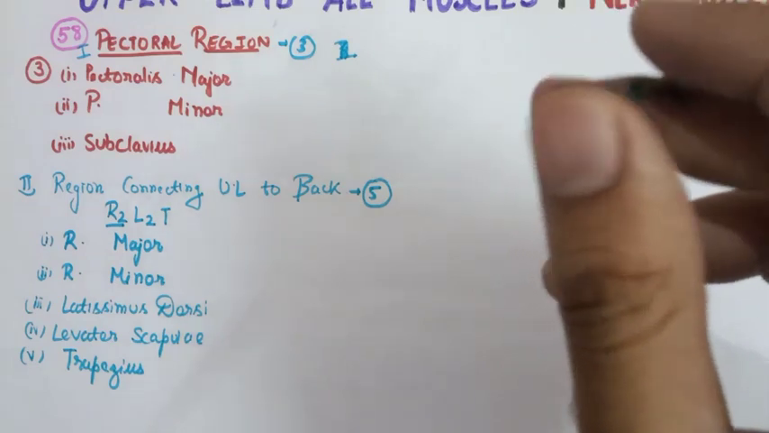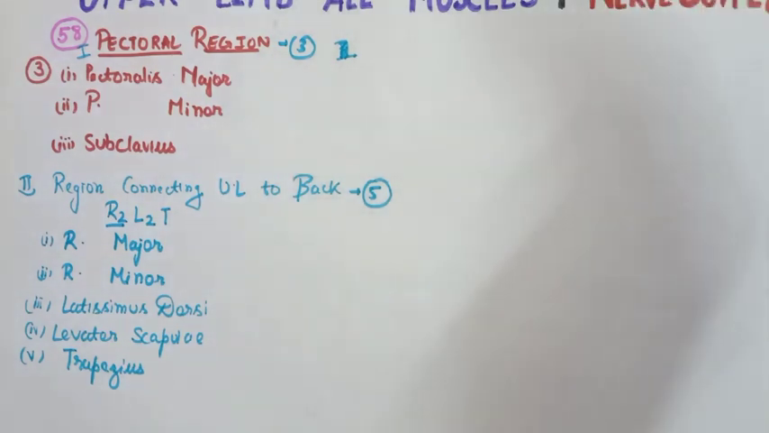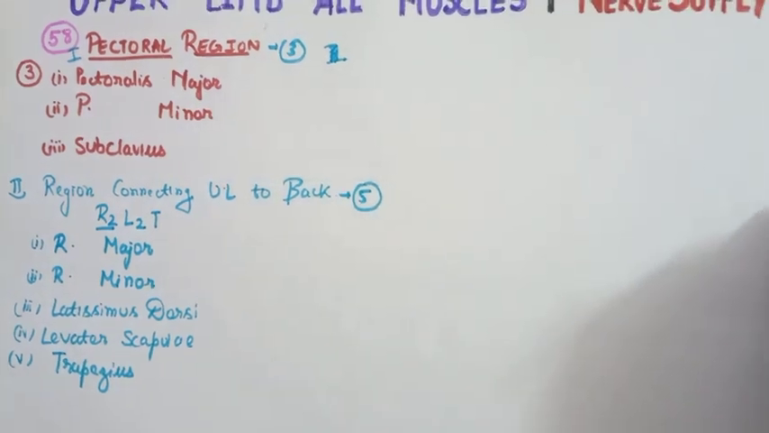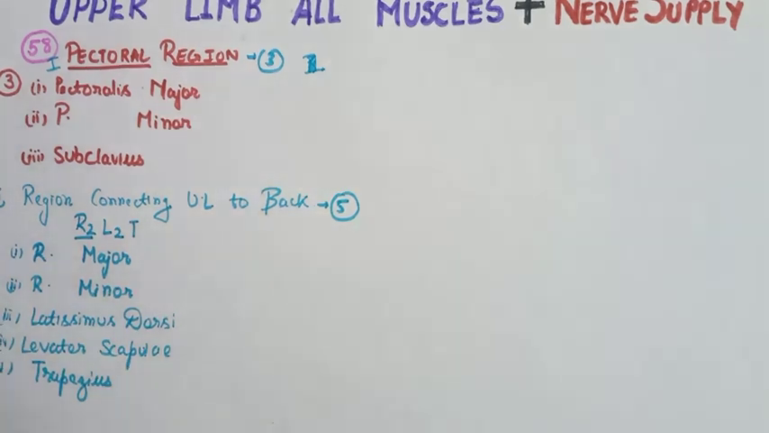So the remaining 10 are present, some in the scapular region and the remaining in the arm. So let's start with the scapular region.